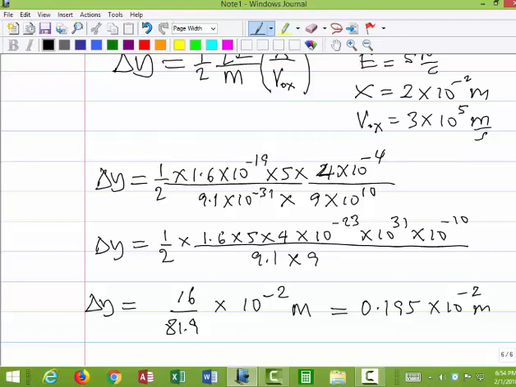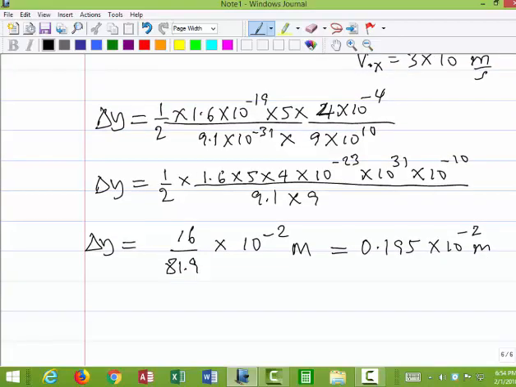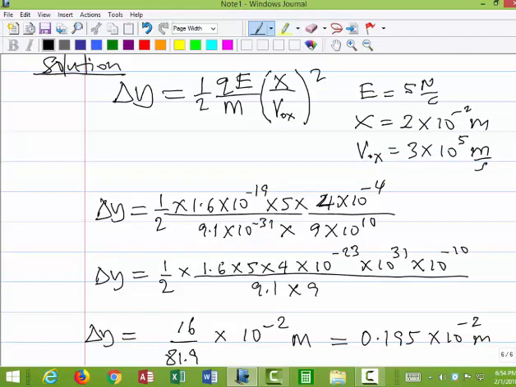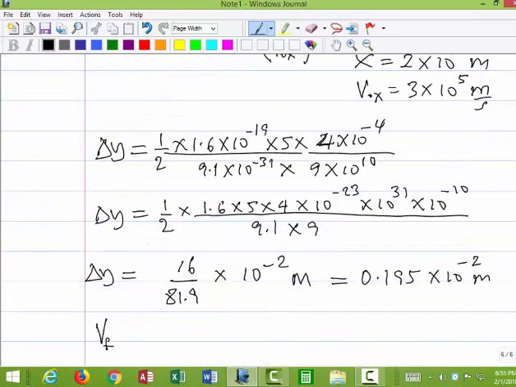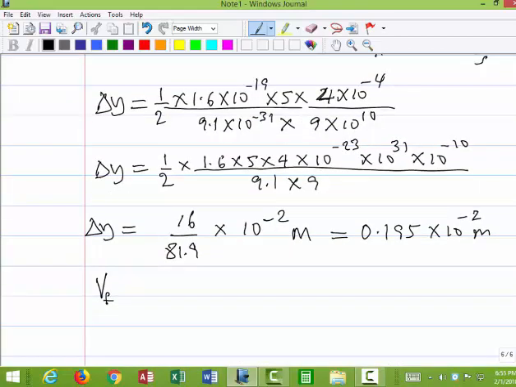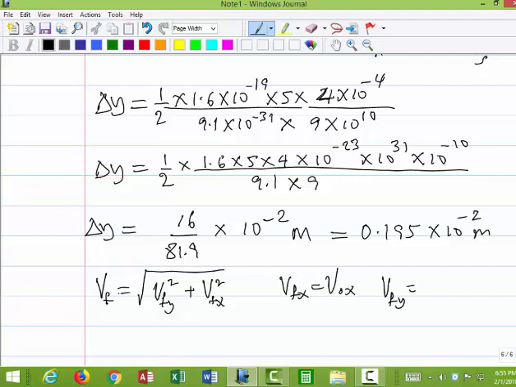And what are we looking for next? We're looking for V final. What was the question? What is the speed of the electron? So we're looking for the speed of the electron. V final of the electron is the square root of V final y squared plus V final x squared. We know that V final x is just V naught x. V final y is equal to A_y times delta T.